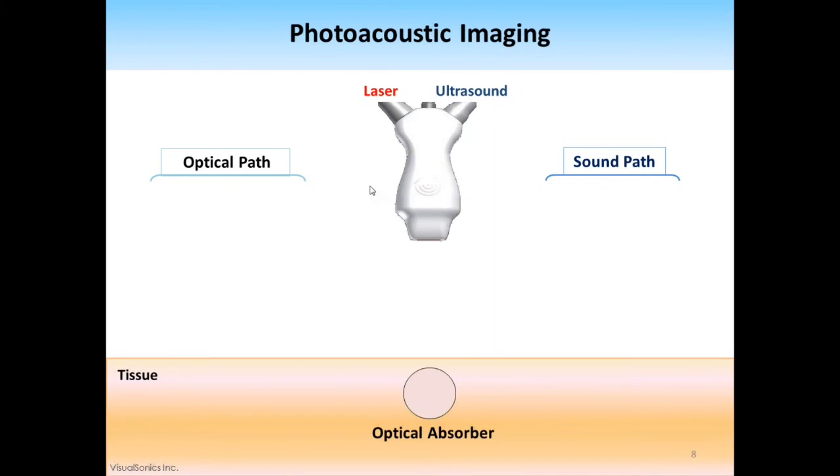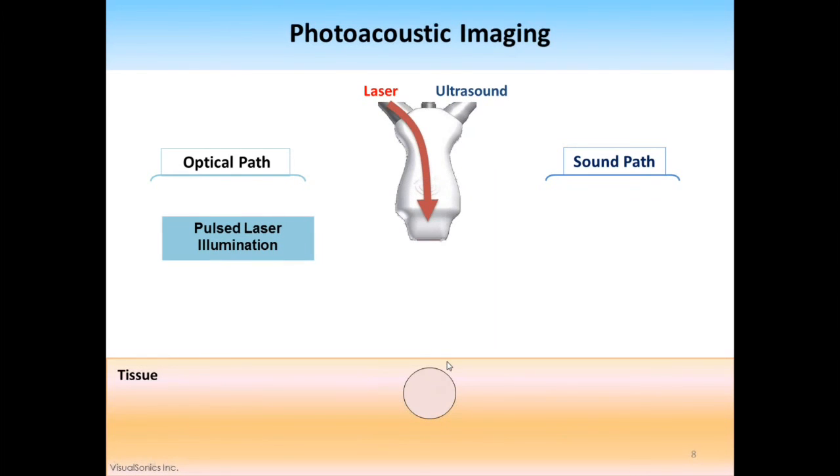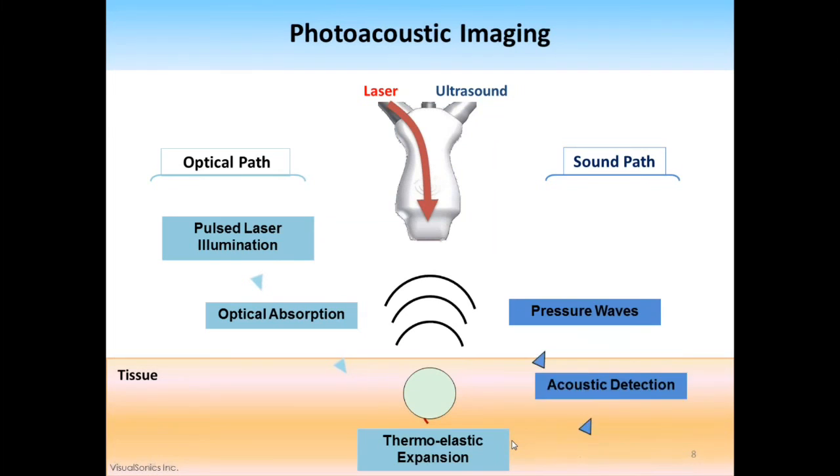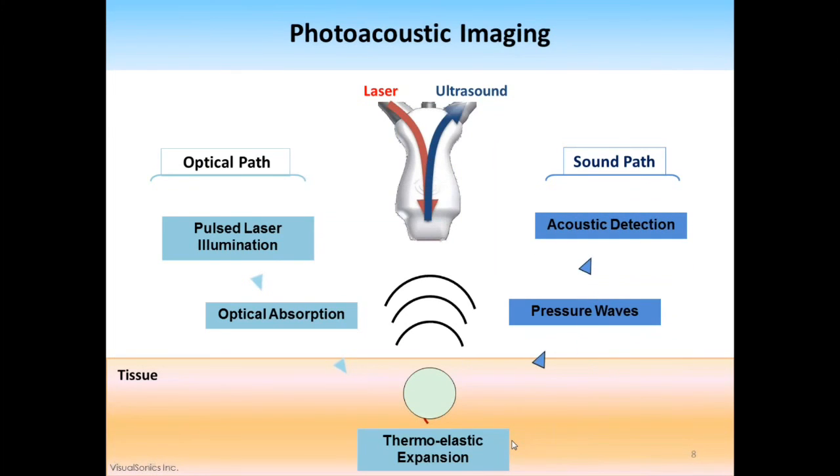So just to break down the basics of how this works. With a laser, we have nanosecond laser pulses. As this light pulses into the tissue, you get optical absorption by these species within the tissue. They undergo a thermoelastic expansion, which produces pressure waves that can be detected acoustically. So now, using the laser and the ultrasound integrated together, we can look spatially and understand the distribution of these optical species within the tissue and also determine their concentration.